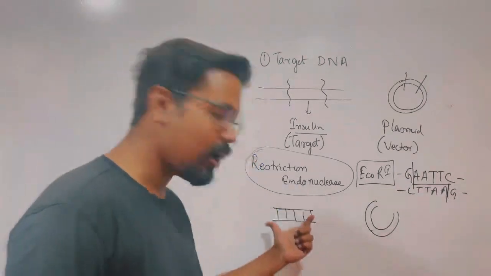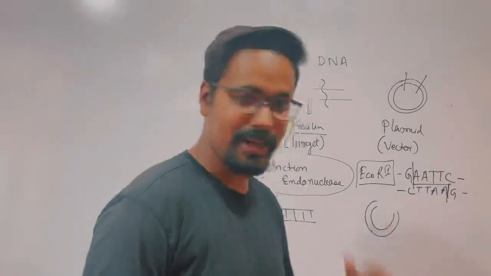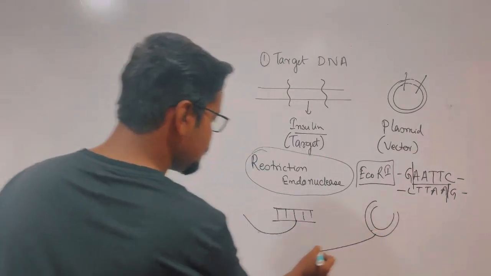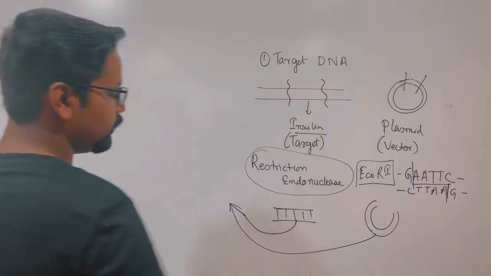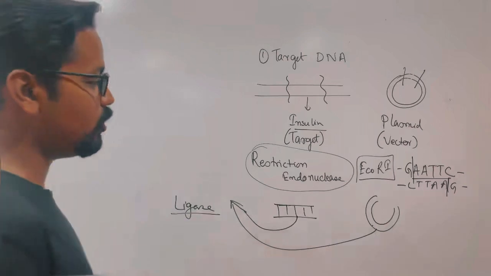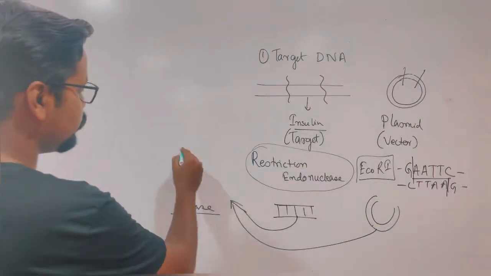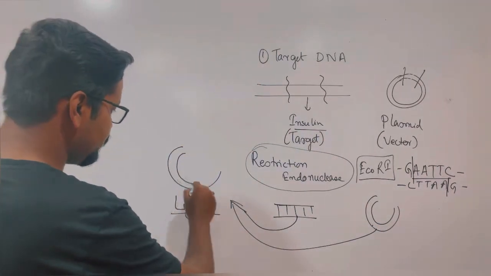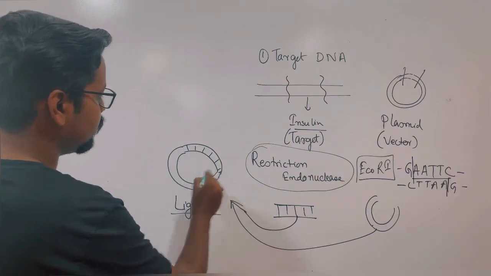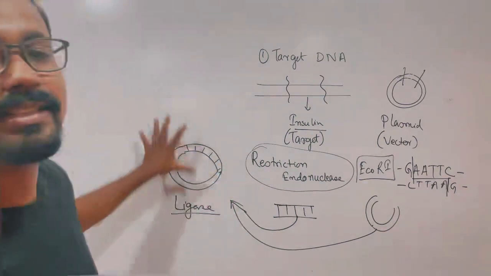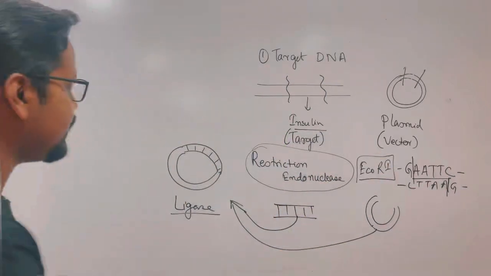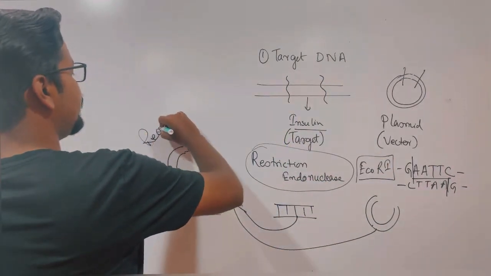So now that we have our insulin gene and our plasmid, we need to combine them. For combining them, we need another enzyme which is called the ligase enzyme. We use the enzyme ligase in order to attach these two. On attaching these two, we will get something like this. This is our plasmid and here we have attached our insulin. So now this set of DNA, which is a combination of the vector and our target DNA, is called the recombinant DNA.